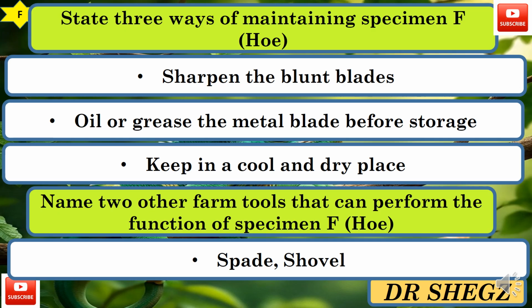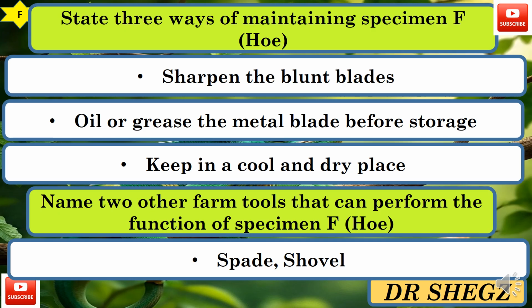3 ways of maintaining specimen F. Of course, you must sharpen the blunt edges, ensure it's always sharp. You must grease the metal blade before storage, and you must keep in a cool, dry place. You must clean it as well after use. So all of these are ways of maintaining the hoe.